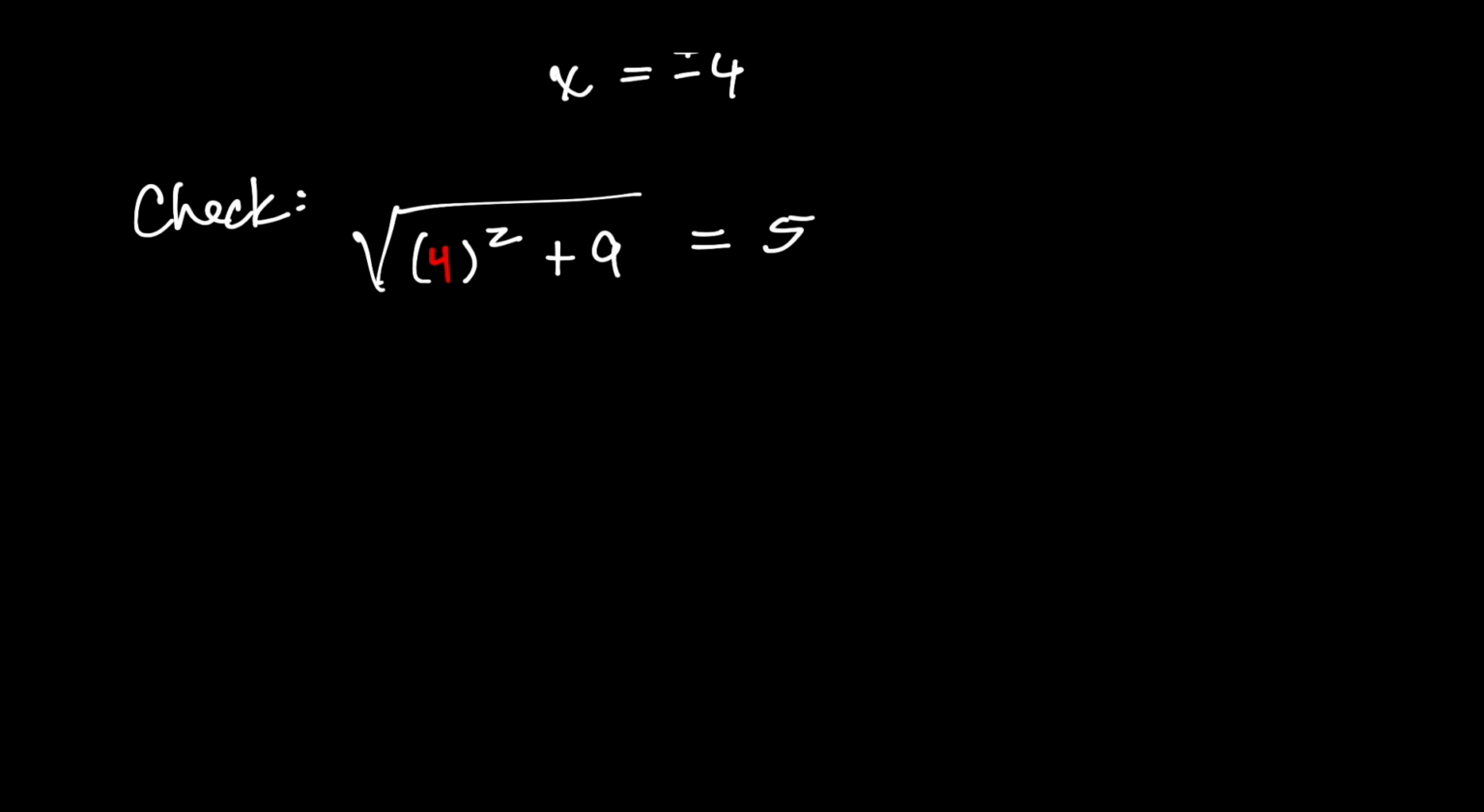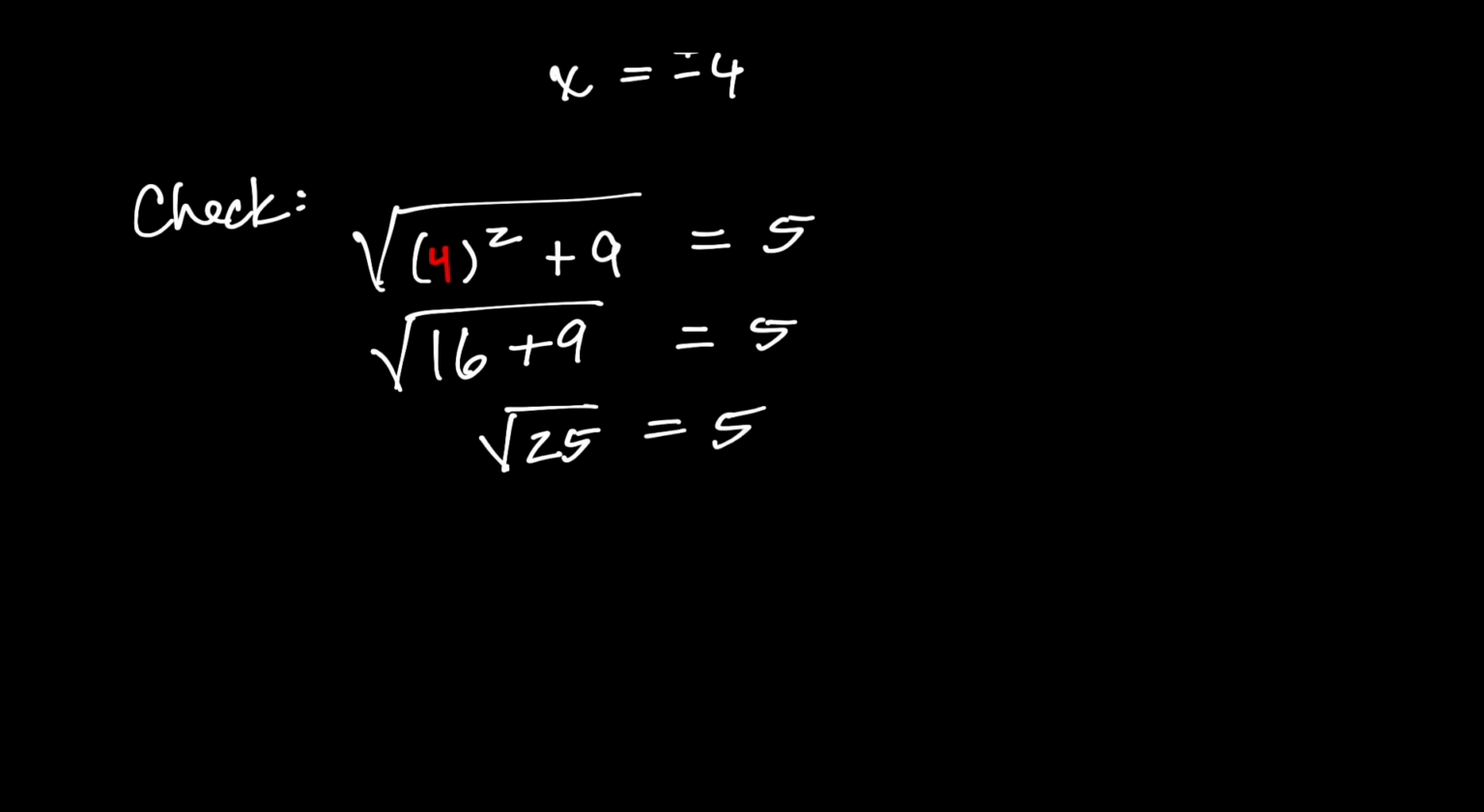When I square the 4, that gives us 16, plus 9. Still taking the square root. Is that equal to 5? Well, yeah, the square root of 25 does equal 5. So I'd end up with 5 equals 5. Check. All right, the other one that we want to check is negative 4.